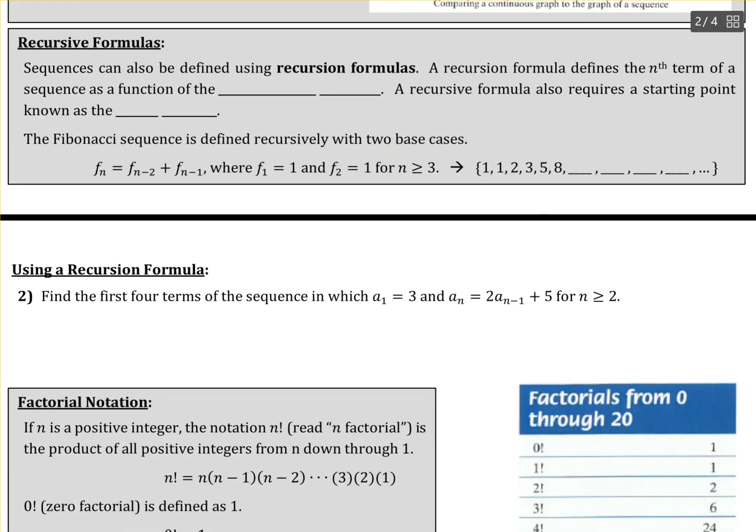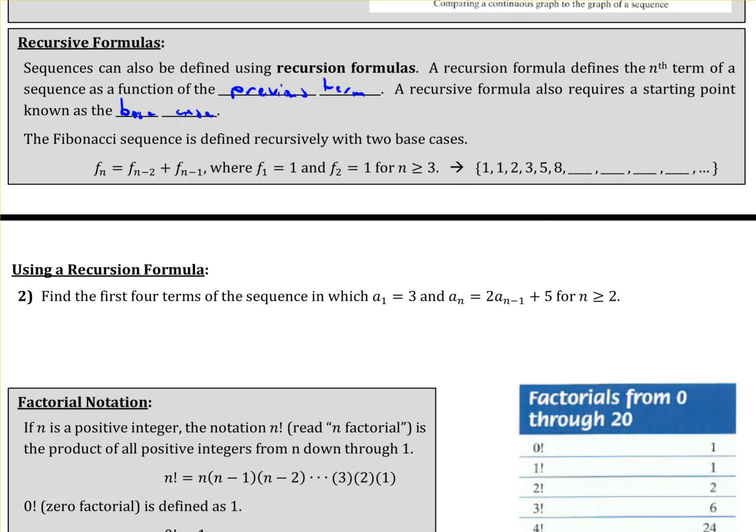Recursive formulas. So sequences can also be defined using recursive formulas or recursion formulas. A recursion formula defines the nth term of the sequence as a function of the previous term. A recursive formula also requires a starting point known as, this doesn't really matter, but base case. The Fibonacci sequence is defined recursively with 2 base cases.